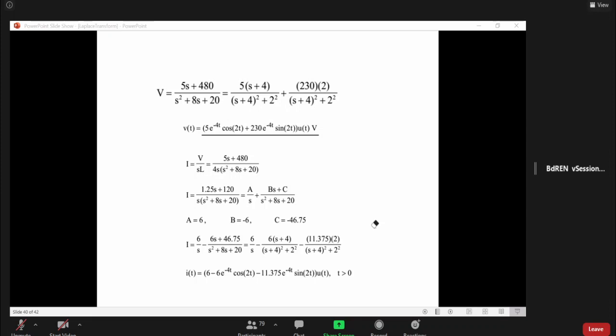Now tell me, is there anything wrong with this calculation? Please check it. You have to check whether there is any mistake in this calculation or not.